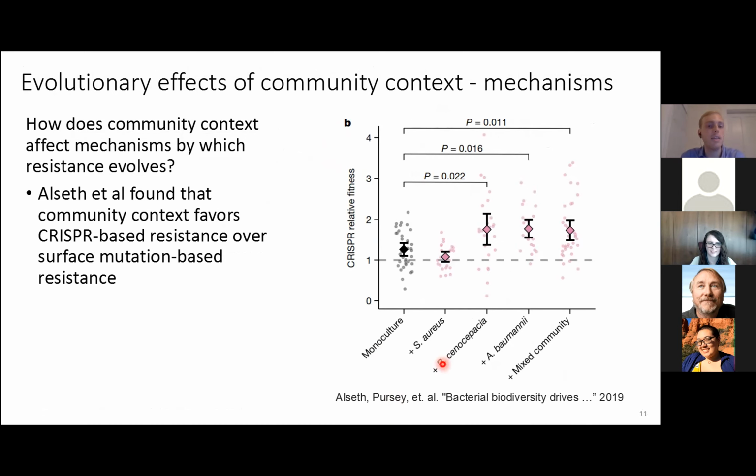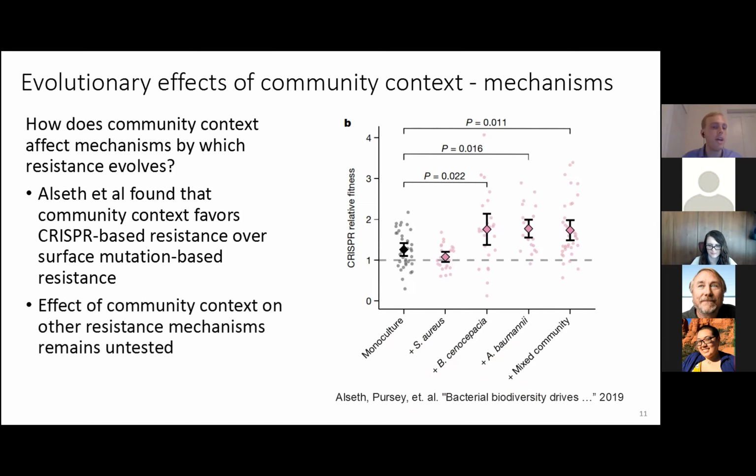And across the different evolutionary treatments, where again, monoculture, co-culture of Pseudomonas aeruginosa with these three different bacteria, and then a mixed community. And what they very clearly found was that community context favored CRISPR-based resistance over this surface mutation-based resistance. And what's still unclear is what the effect of community context is on other resistance mechanisms, like I mentioned, because there are many, many of them, and nobody has really tested it.